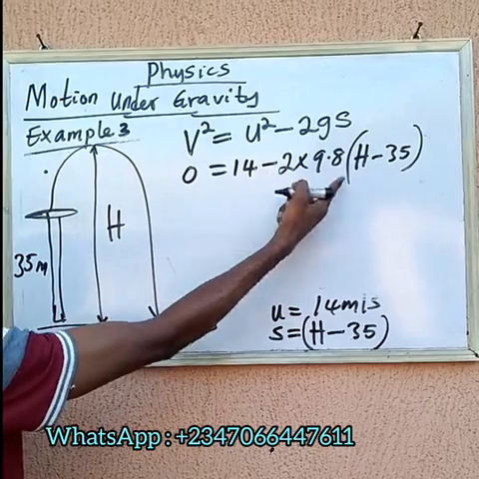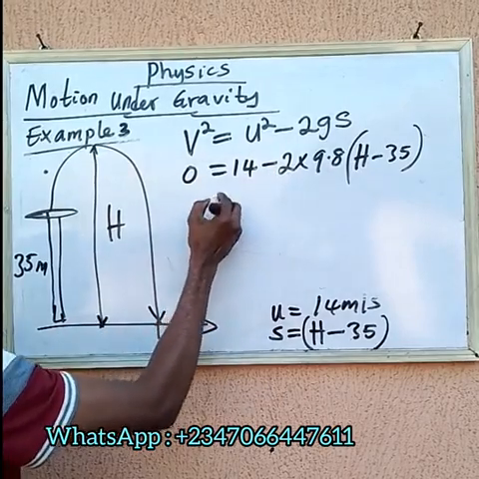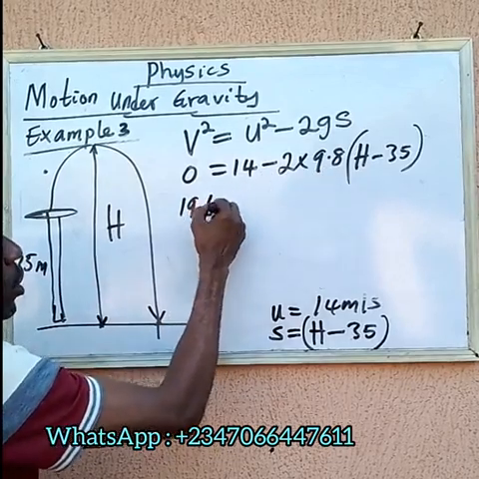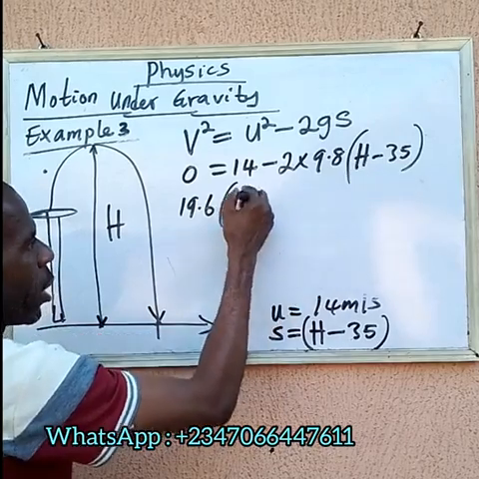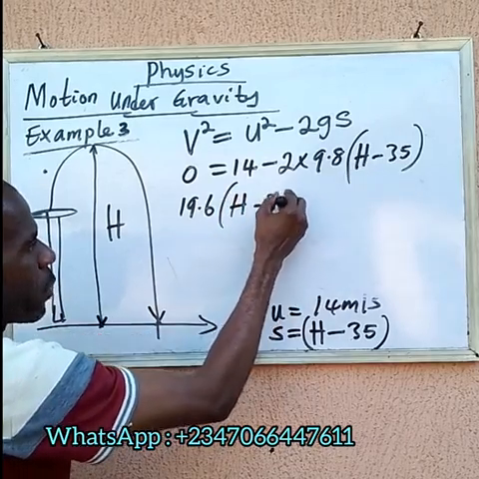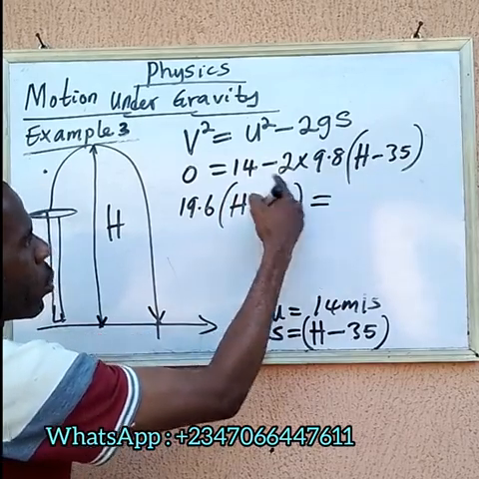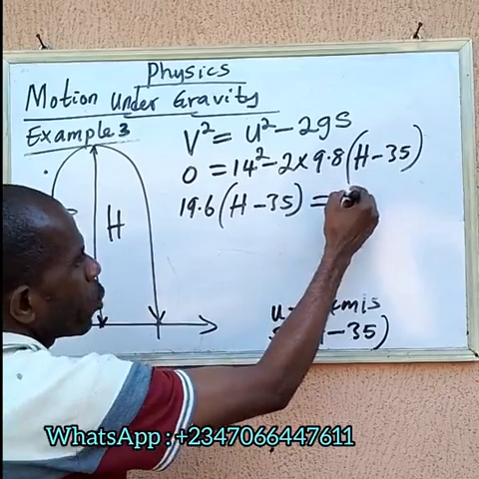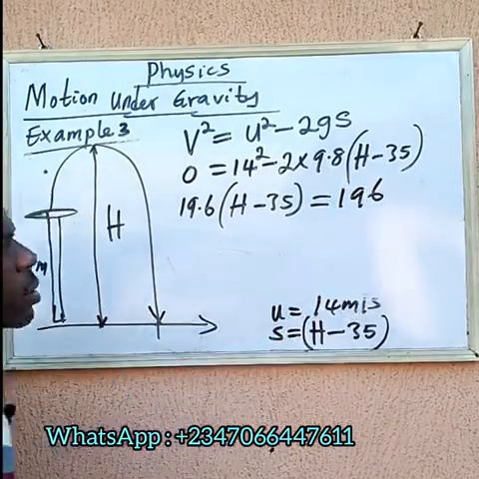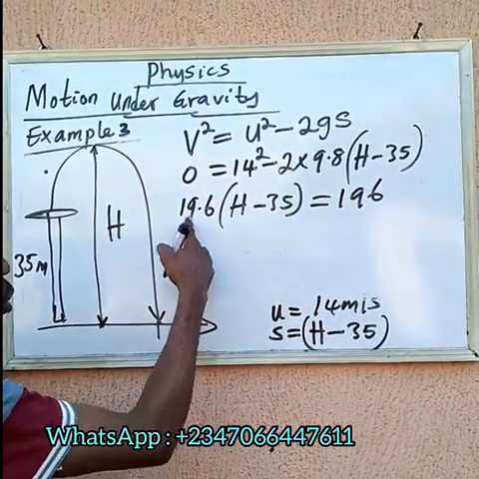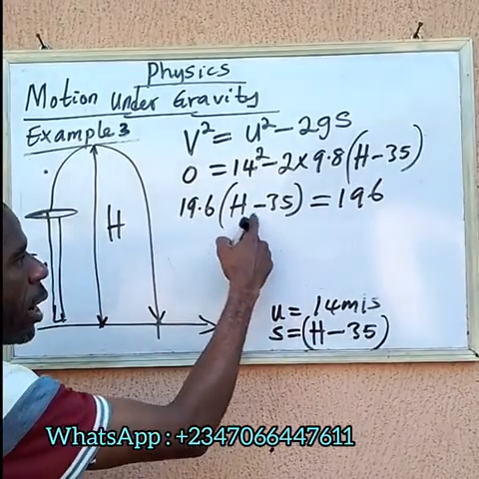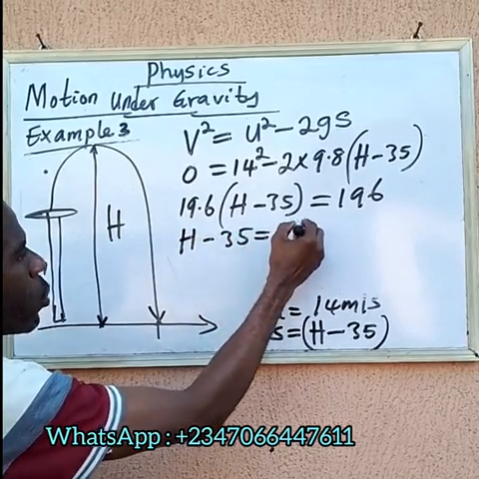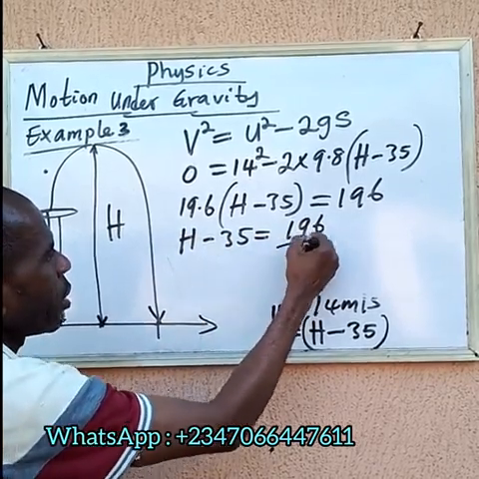Now let us compute. If we just decide to move this one to this side, it will give me 19.6, that is 2 times 9.8. Then multiplying h minus 35, equal to 14 square, because this is u square. That is 14 square is what? 196. 14 square is 196. So let us divide both sides by this, so we have h minus 35 equal to 196 divided by 19.6.